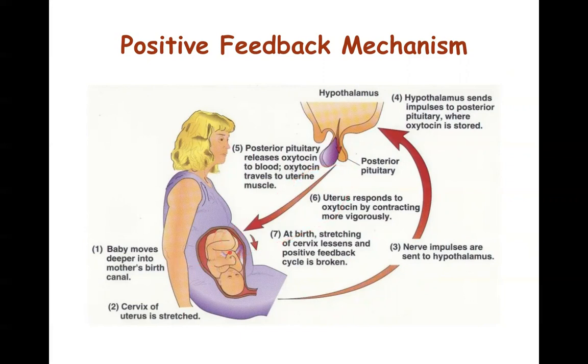Once the baby is propelled out, that means childbirth has taken place. Again, the cervix will come back to its normal position, the uterus will come back to its normal position, and this positive feedback cycle will be broken. No oxytocin will be released by the posterior pituitary because the process of childbirth is over. This is called positive feedback mechanism, where the end product determines if you need more contractions, so produce more oxytocin, more contractions. Once the purpose is achieved, the cycle will be broken. This is positive feedback mechanism.